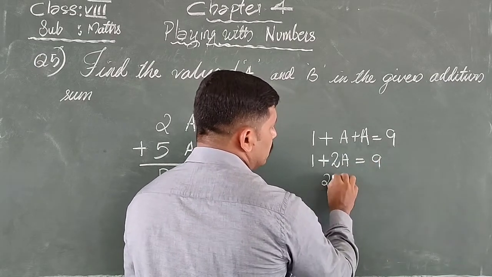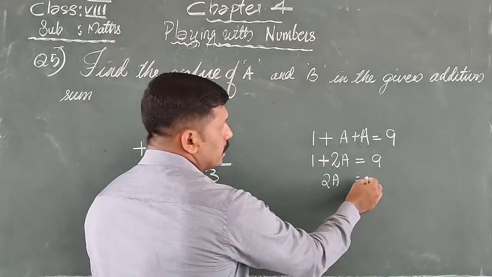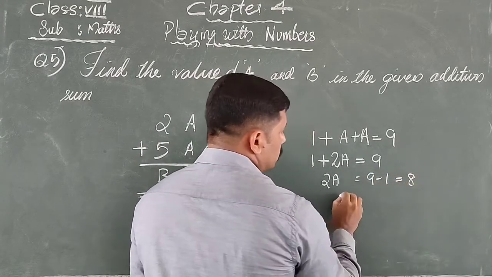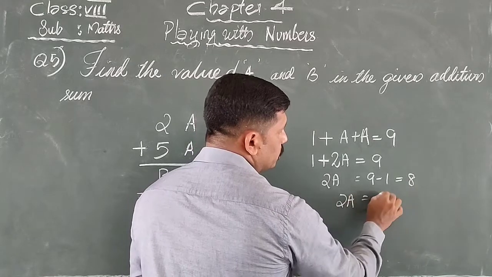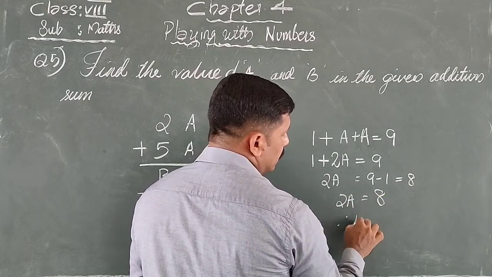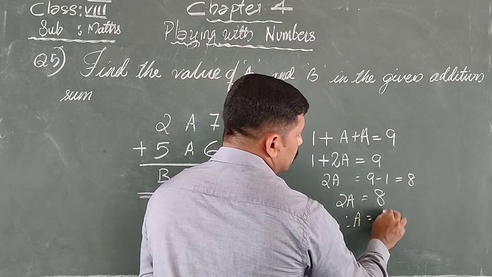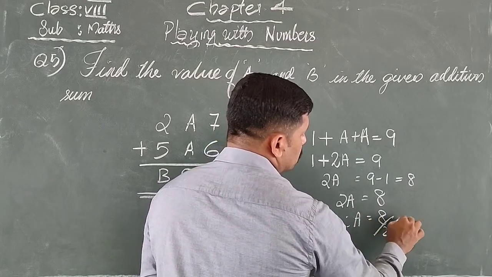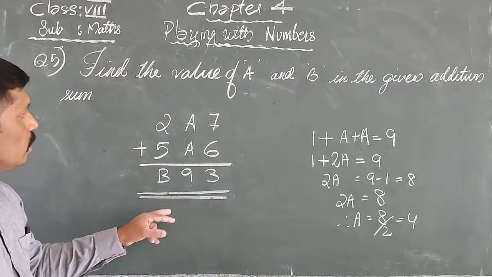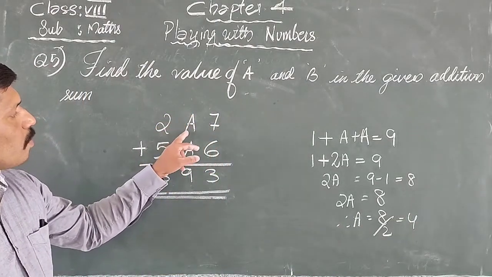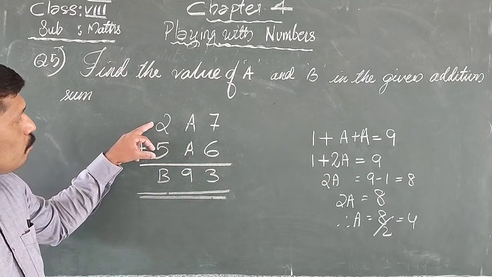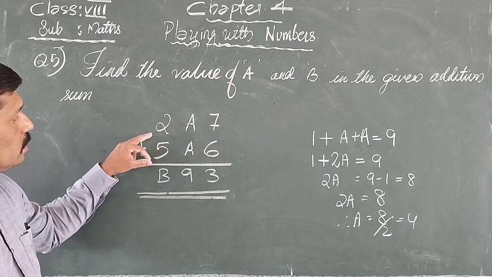Therefore, 2A is equal to, this 1 we take to the other side, then it is 9 minus 1, that is equal to 8. 2A is equal to 8. Therefore A is equal to 8 divided by 2, that is equal to 4. So now we got the A value, that is 4. So 1 plus 4 plus 4 is equal to 9. There is no remainder.